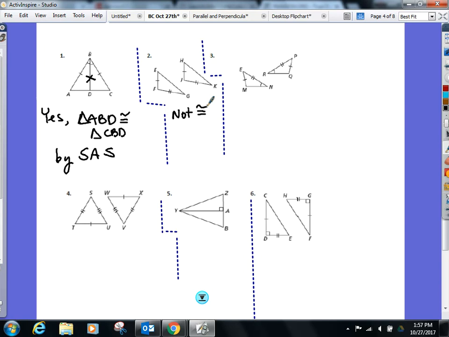Somebody new. Side, side, side. Reflexive side, PR. Yep. What do you got for a statement here, Jeff? Triangle PNR is congruent to PQR. Thank you. And by side, side, side. And one more, Jeff. Need somebody.